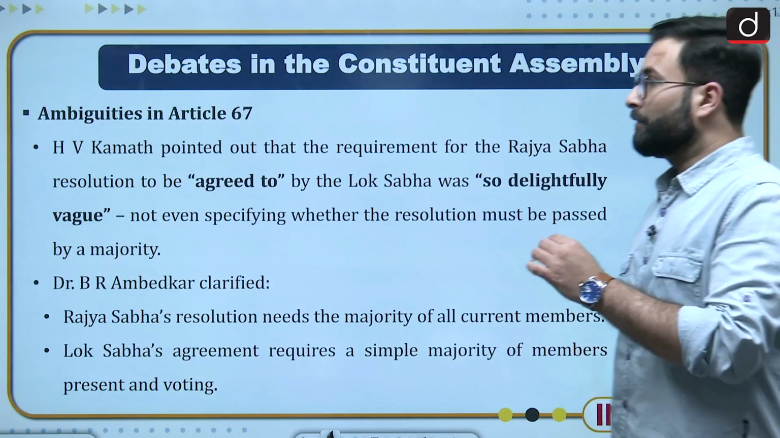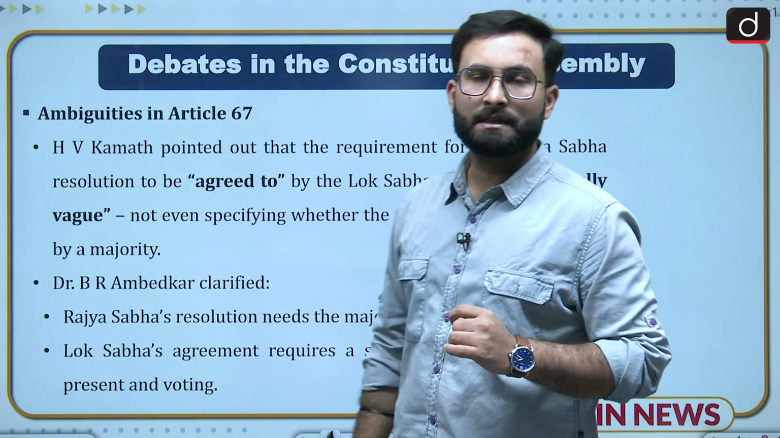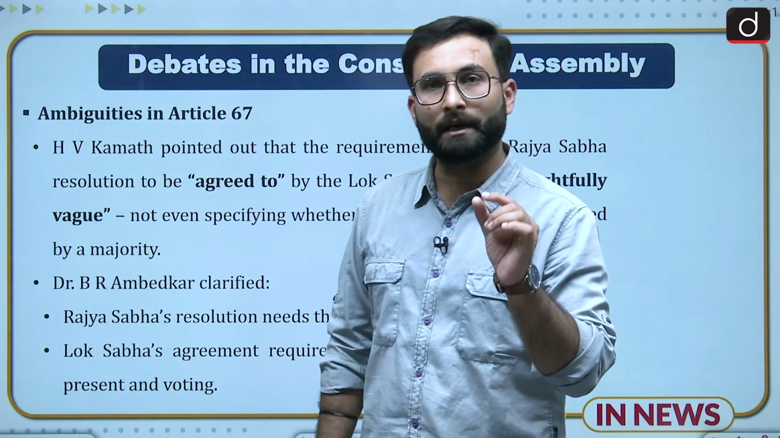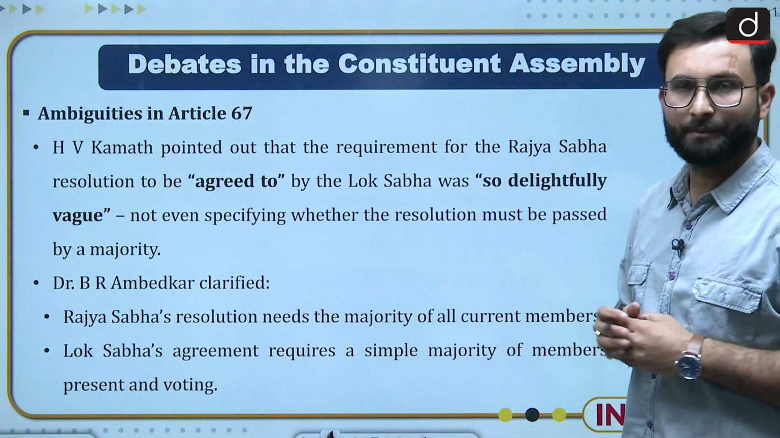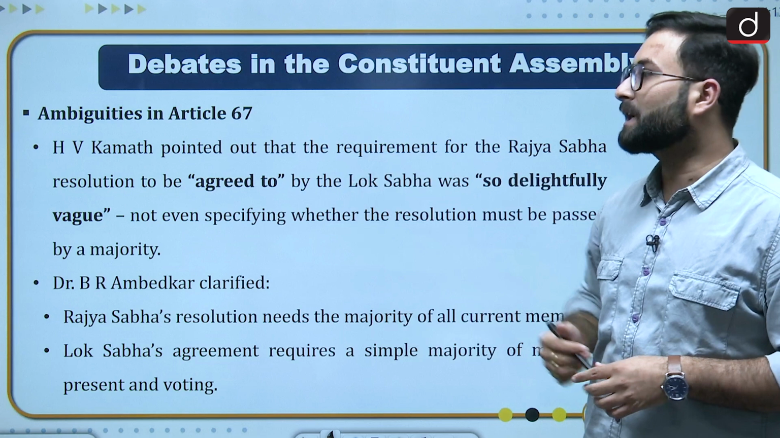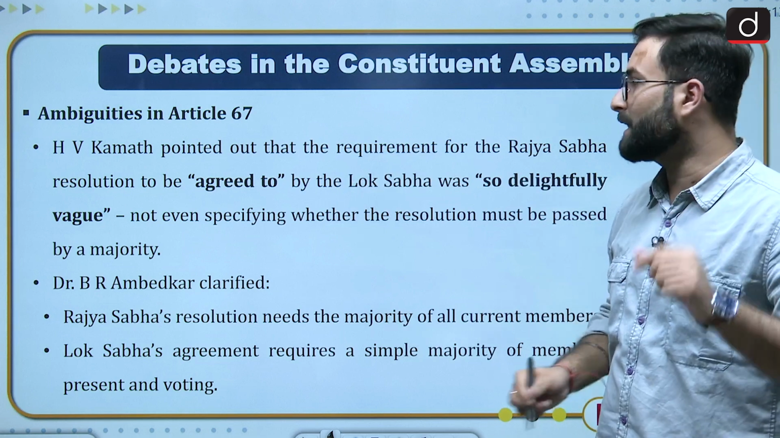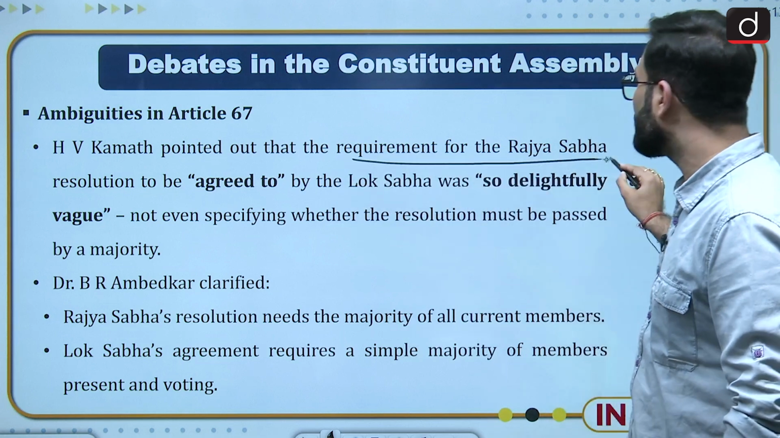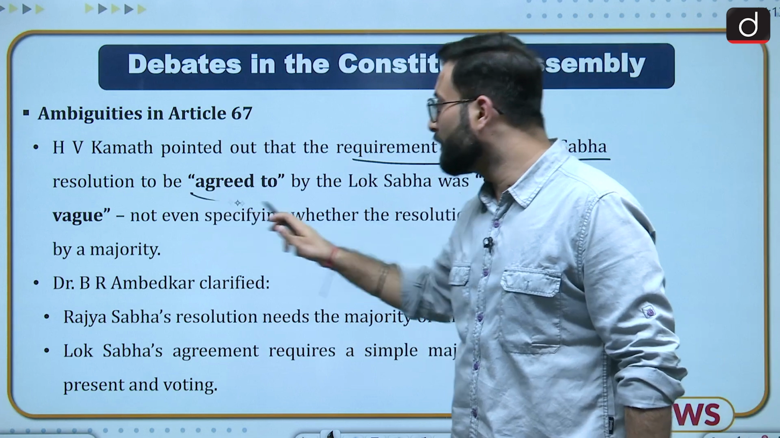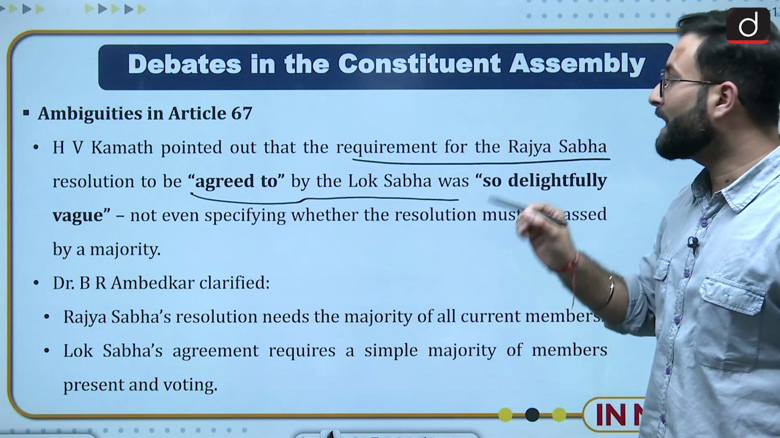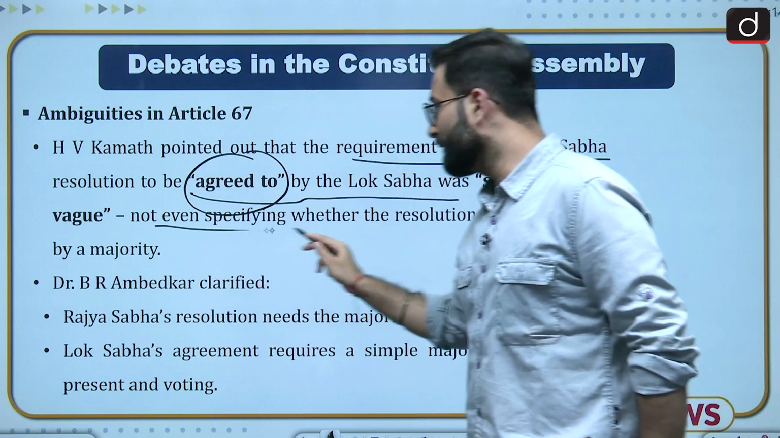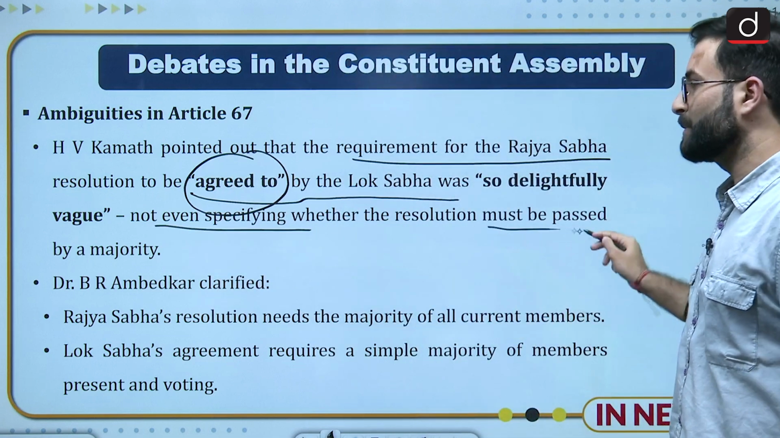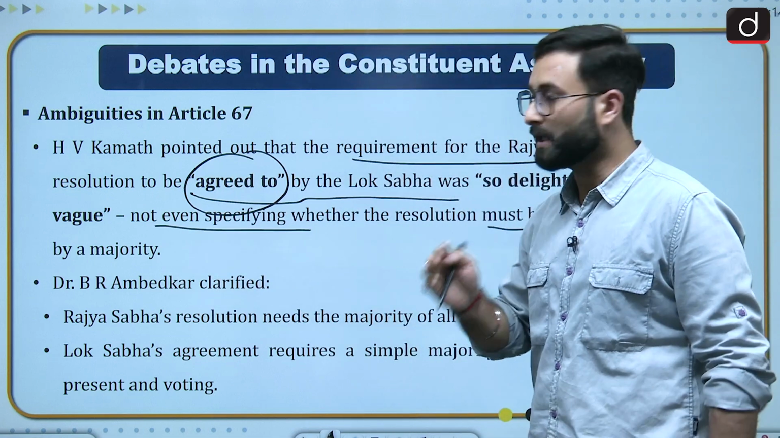Now, what are the ambiguities in Article 67? As I told you, the word "agreed to" has been used and we do not know what that particular word means. H.V. Kamath, in the Constituent Assembly, pointed out that the requirement for the Rajya Sabha resolution to be agreed to by the Lok Sabha was delightfully vague. He said this requirement is vague, not even specifying whether the resolution must be passed by a majority or not.